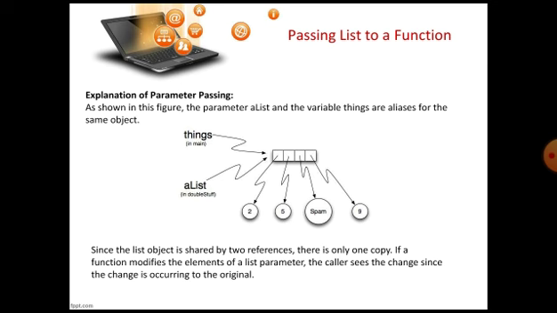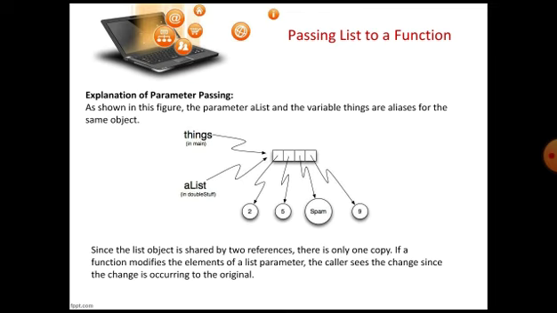One is for the local function in which modification is being done, and the original object reference will remain as it is. There is no modification to the original object. Now I think this is explained properly. If a function modifies the elements of a list parameter, the caller sees a change since the change is occurring to the original in this case.